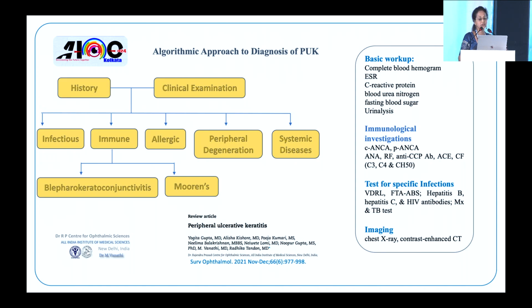And you'll have to differentiate important and immune is blepharokeratoconjunctivitis and Mooren's. Your basic workup, again, remember, corneal scraping, if you find an infected component, is always mandatory because you need to rule out infection before you take on. Basic workup of hematology and the related investigations here.